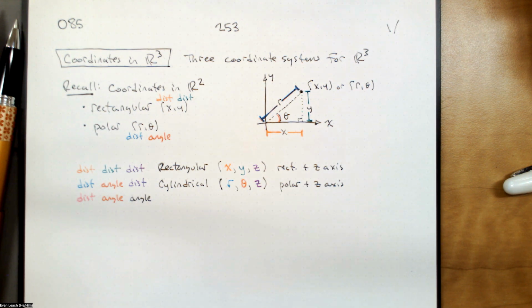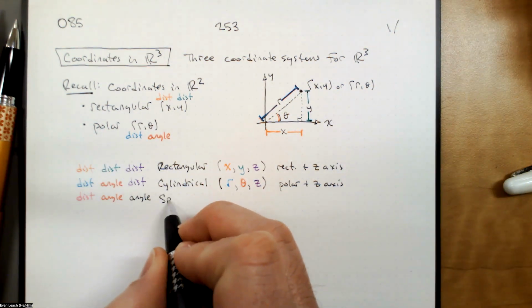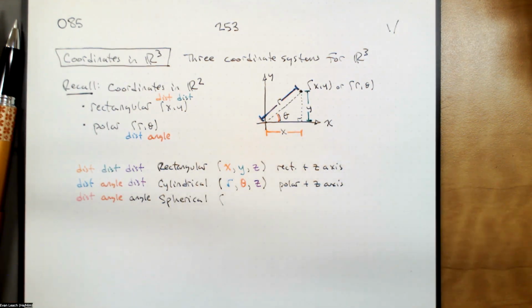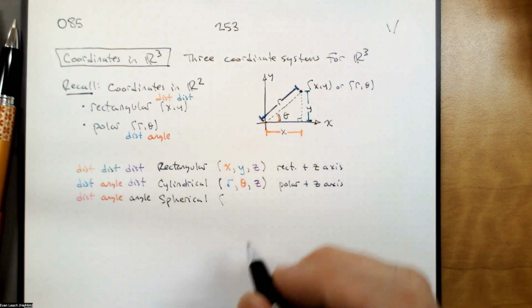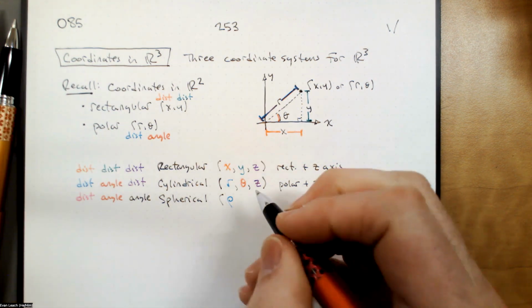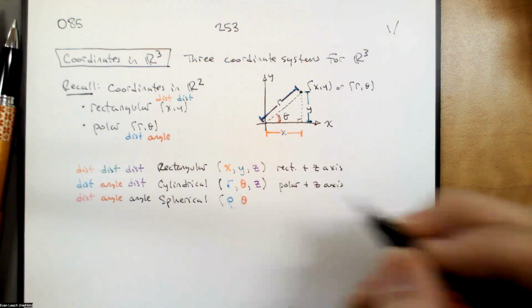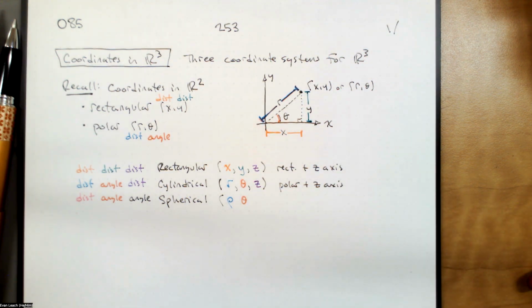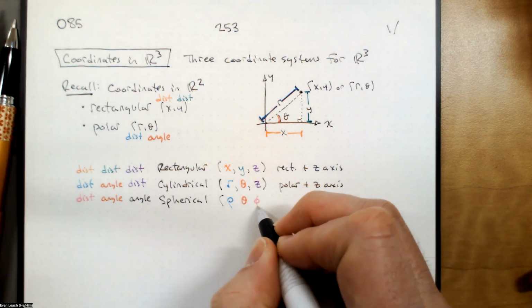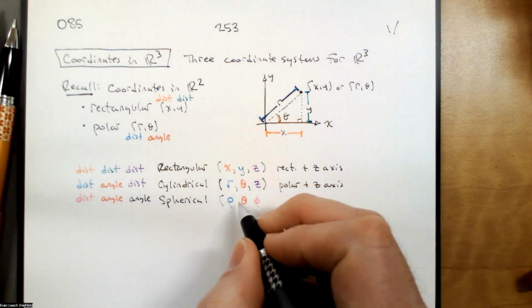The third kind of coordinate, where we have one distance and two angles, is different. These are called spherical coordinates. We have a distance, rho, and an angle theta, and that theta is the same as the theta from polar coordinates and cylindrical coordinates. And then we have this other angle, which is going to be phi. This one is actually different.